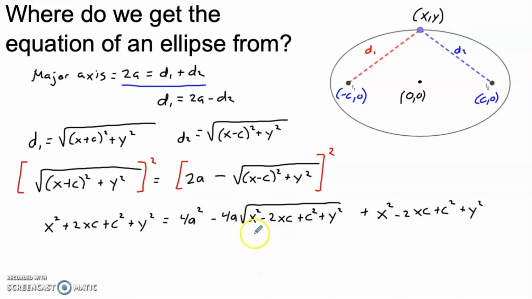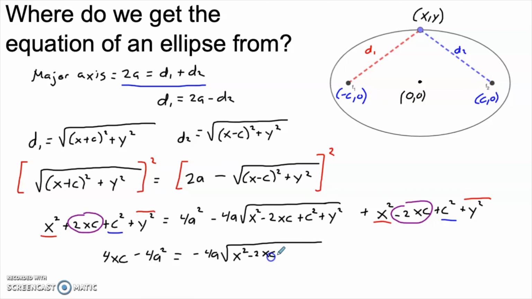Now before we go any further, we have a lot of things to cancel out here. So we've got an x squared on the left-hand side and an x squared on the right-hand side. We've got a y squared on the left-hand side and a y squared on the right-hand side. We have a c squared on the left-hand side and a c squared on the right-hand side. All of these terms are going to disappear. Here we've got a minus 2xc on the right-hand side and a positive 2xc on the left-hand side. So I'm going to add 2xc to both sides. That'll bring them both over here, so I'll have 4xc. I'm also going to subtract this 4a squared so that I can isolate this radical. Since everything has a common factor of 4, I will divide by 4.